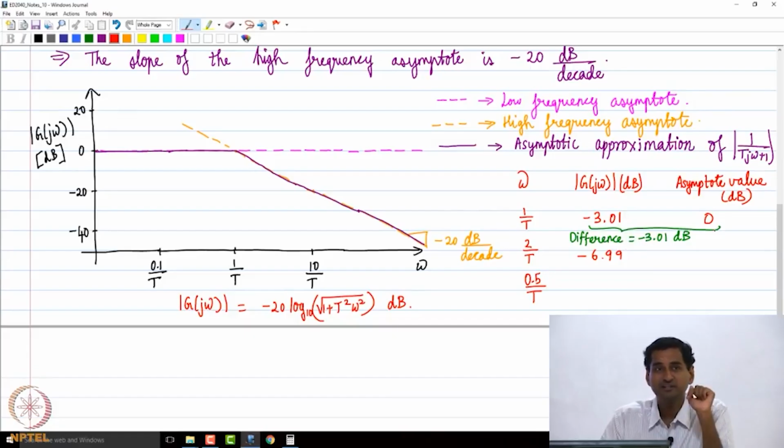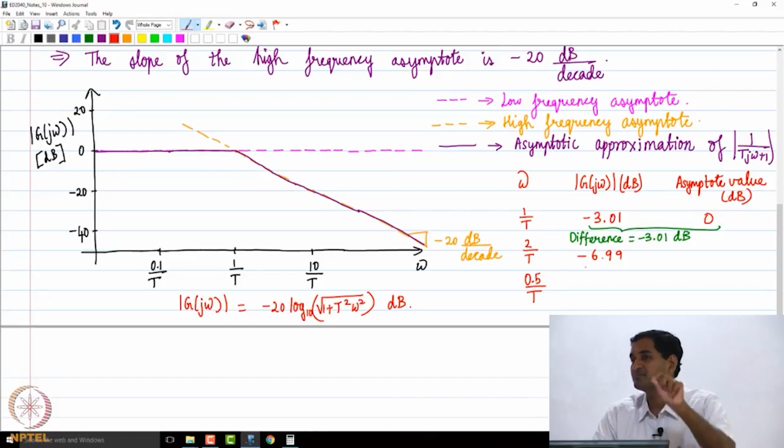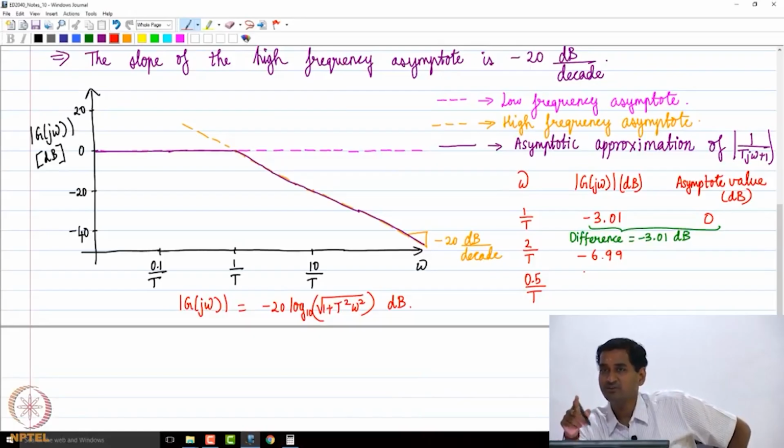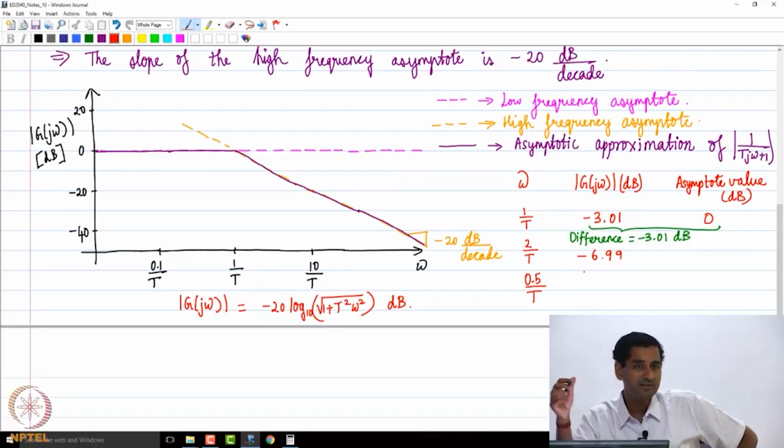So what is the asymptote value? Where will you substitute for the asymptote value? You will substitute in the high frequency asymptote. Why? Because now the omega is greater than the corner frequency. So I can't say the asymptote value is 0 decibels. I have to use the high frequency asymptote. What is the high frequency asymptote? It's minus 20 log T omega. So you substitute omega equals 2 by capital T in that, what are you going to get?